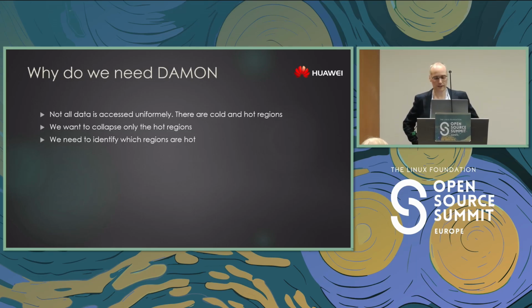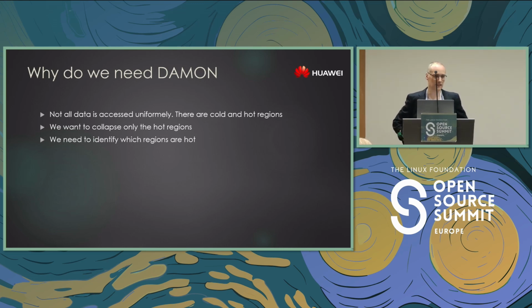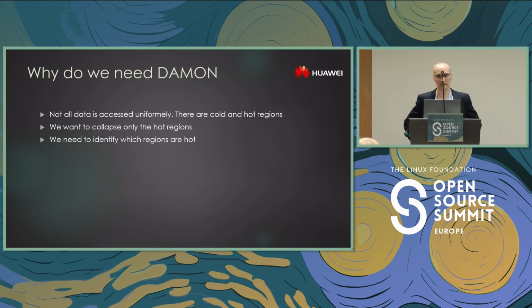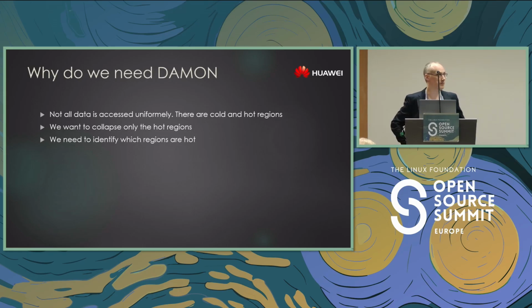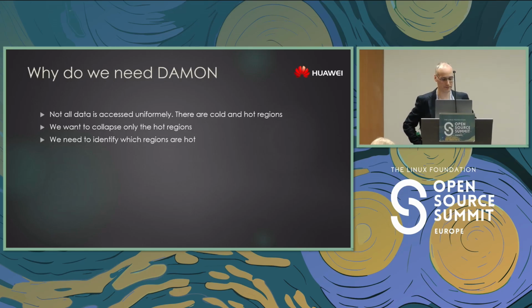Okay, so here's the thing. Even if we allocate THP to a particular task, that task may have hot areas in the memory space, and it may have cold areas as well. So it doesn't make sense to collapse the entire memory space for a task, especially if the task uses a lot of memory.